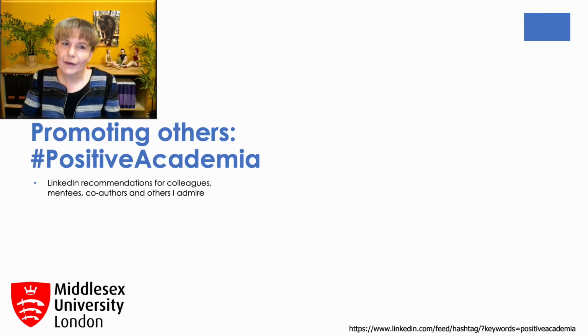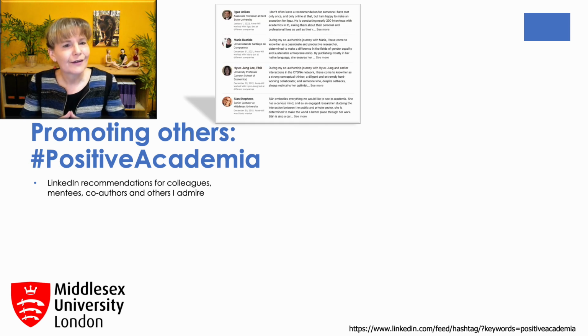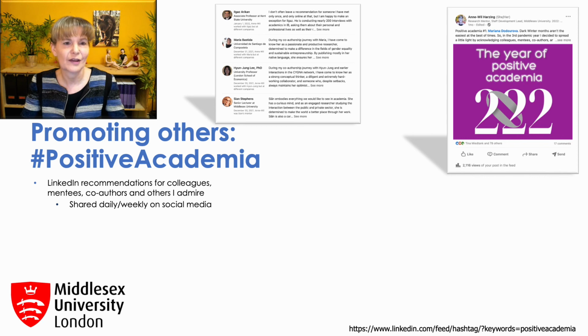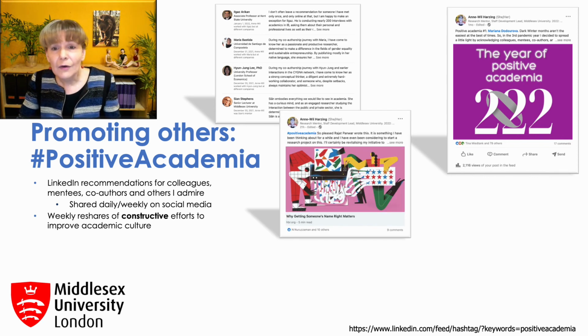Now, if you still feel uncomfortable about promoting and publicizing yourself, why not do this for your colleagues and ask them to do that for you? As I mentioned earlier, I've recently started to write LinkedIn recommendations for my colleagues, my mentees, co-authors and other people I admire. I'm currently at about 50 and I'm hoping to write many more. I do share these on social media under the hashtag Positive Academia. And in addition to that, I reshare articles and contributions by myself and others that focus on this theme of positive academia.